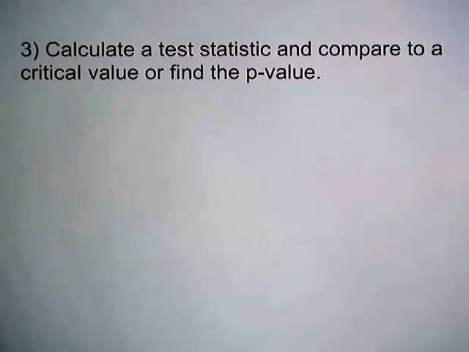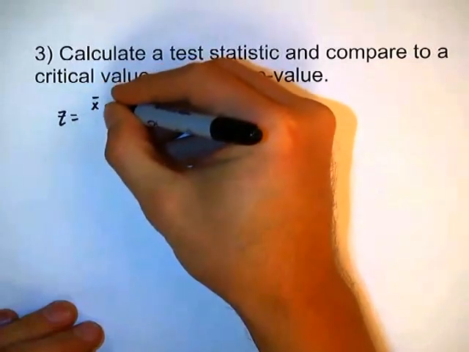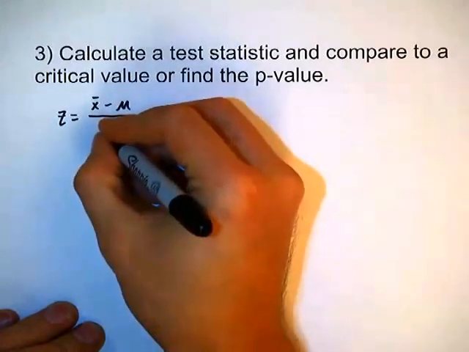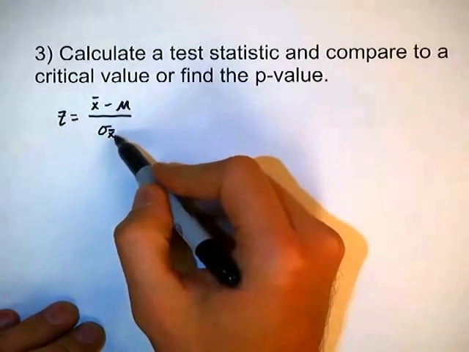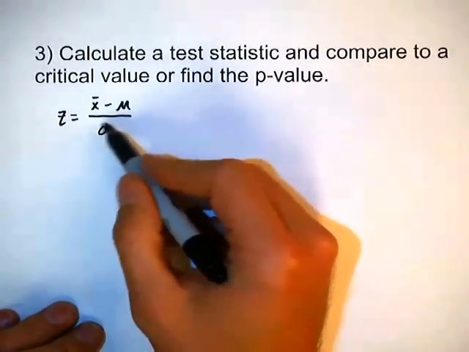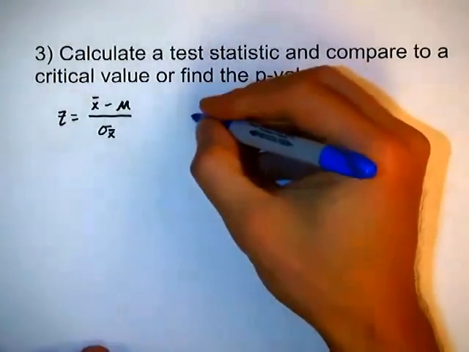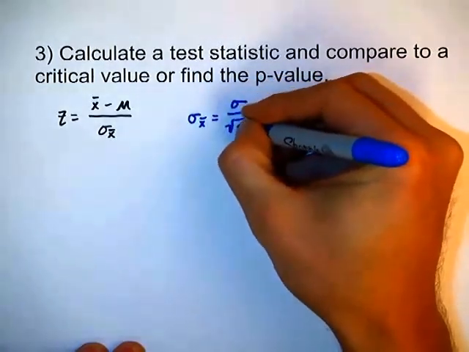Step 3 is the meaty step here: calculate the test statistic and compare to a critical value or find the p-value. The z-score formula is z equals x bar, your sample mean, minus mu, your hypothesized population mean, divided by sigma sub x bar. That's the standard deviation of the sample means, also sometimes known as the standard error. The standard error has its own formula: it is always the population standard deviation divided by the square root of n.